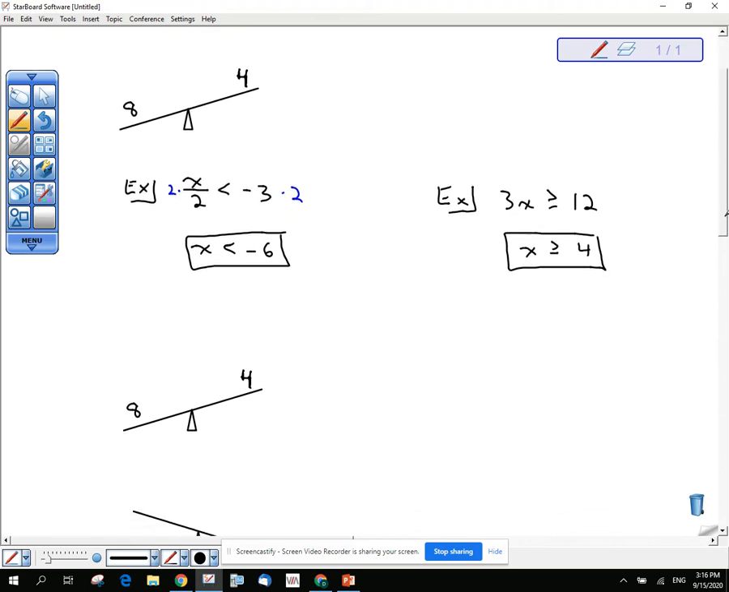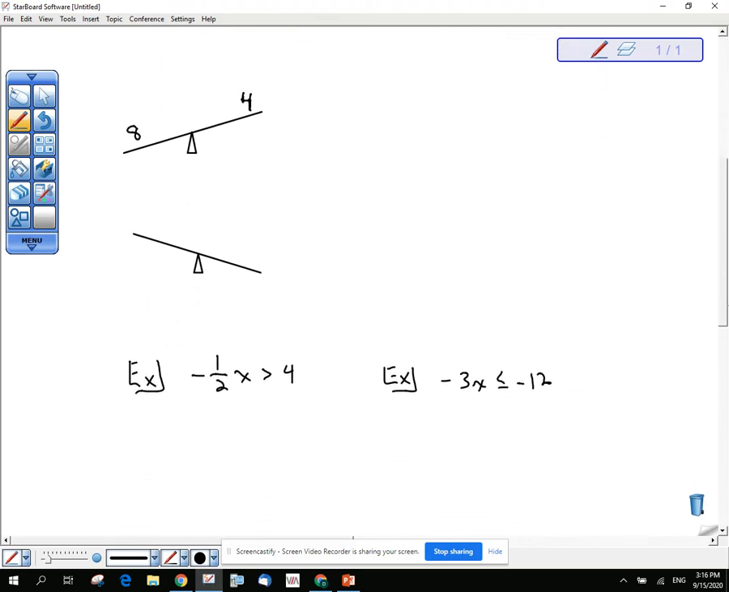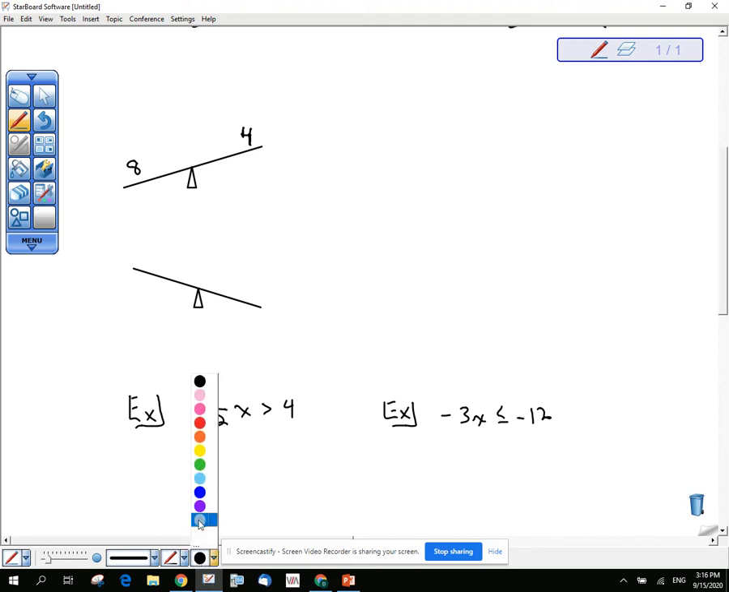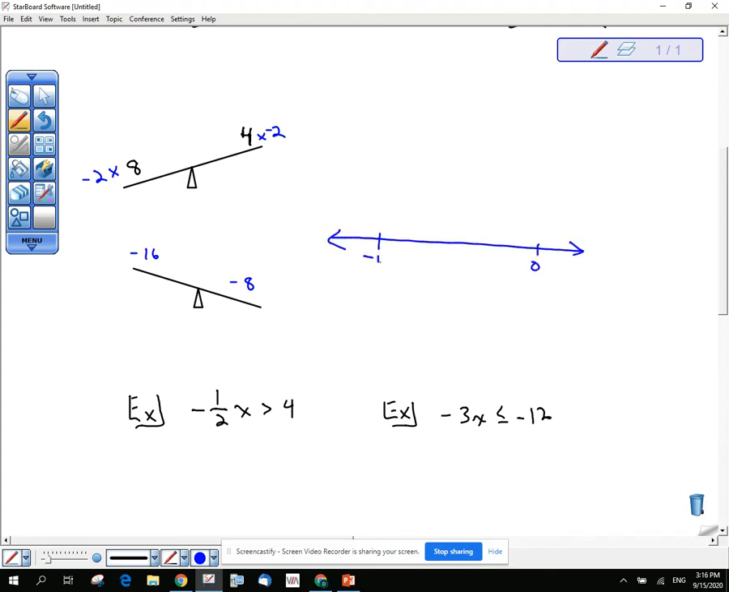Okay. Now, what if we multiply by a negative number? What if I multiply both of these numbers by negative 2? Now this becomes negative 16, and this becomes negative 8. Now it's hard to think about them in terms of weight anymore, but basically the sense of the inequality has changed. Now negative 8 is greater than negative 16. On a number line, here's 0, here's negative 16, negative 8 is here. It's between negative 16 and 0. It's to the right of it. It's actually greater. So the sense of the inequality has switched.